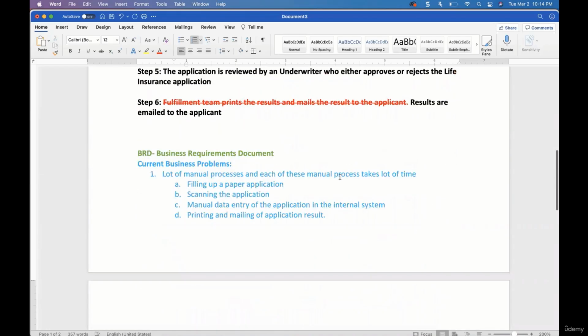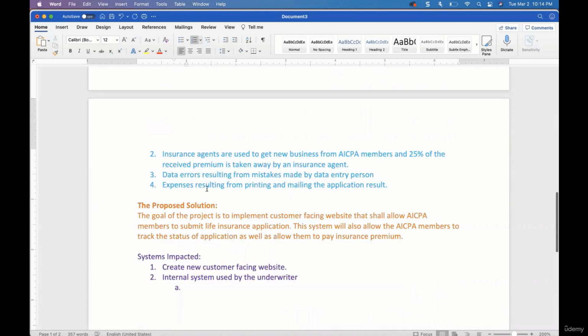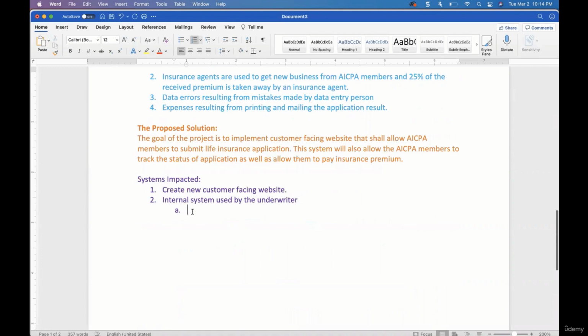We are in the process of creating a BRD. So in the BRD, I need to tell what are the systems impacted. I said I have to create a new system for the customer facing website, and I also need to do some code changes in the system used by the underwriter. I'm just trying to help you understand why I am including this as a part of systems impacted. How is the internal system impacted? What are the changes I need to make?